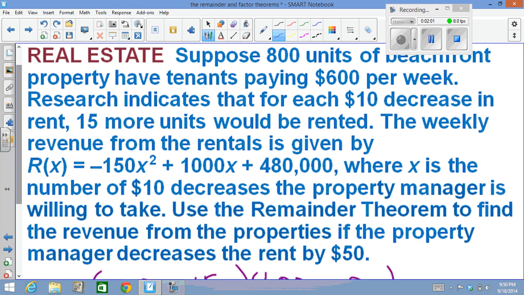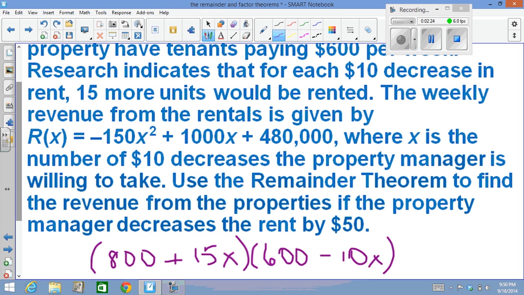So that means I'm going to set up an equation. The equation would give me the R equation that's right there, but I'm going to show you where that comes from because there was a question like this on our most recent quiz. So what I would do is set up an equation with one parenthesis that's going to deal with the number of units and another parenthesis that's going to deal with the amount of money. Since it says that there are 800 units, I would have 800 units, and if I have that particular decrease of money, I would get 15 more renters. So that's why it would be plus 15 times the number of increases.